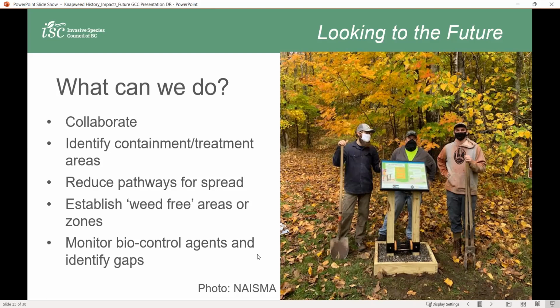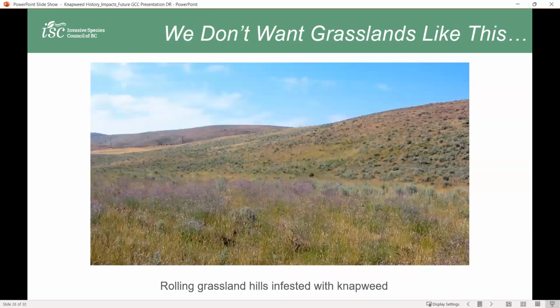Establish weed-free areas or zones. So keep the weeds out. Don't let them move in. Once they get a foothold, then the work truly becomes a lot harder. And also we want to monitor biocontrol agents and identify the gaps that we need to fill where there may be biocontrol agents needing a boost or needing to be introduced to these weed infested sites.